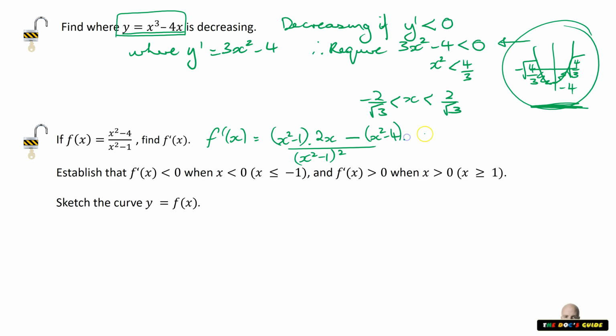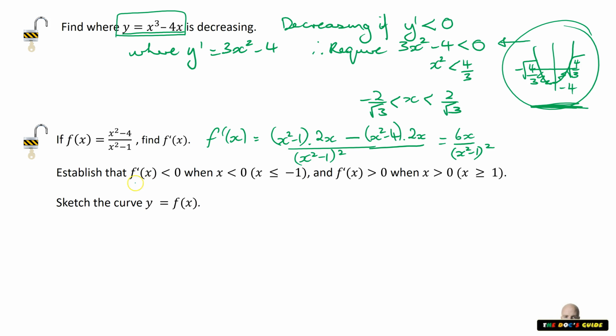So when we come to that, we now multiply things out and gather them together. So we're going to have a 2x cubed here, and from this part here we'll have a minus 2x cubed. So that goes. We've got a minus 2x and a plus 8x, so that's going to be plus 6x over x squared minus 1 all squared. So that's our f dash of x.